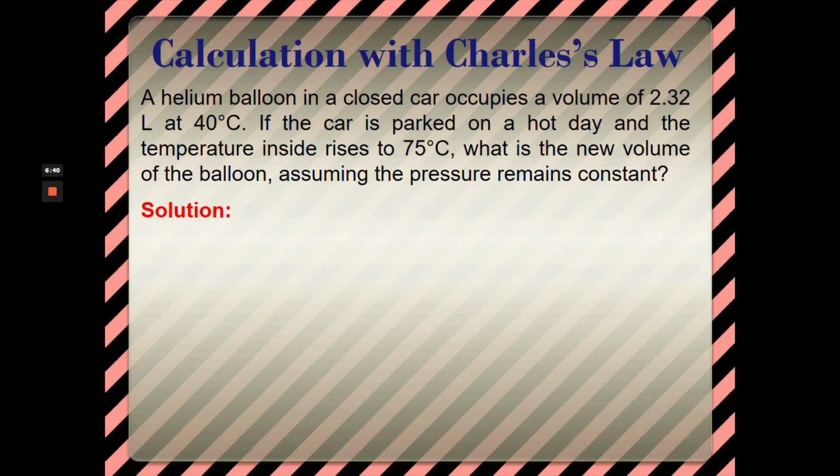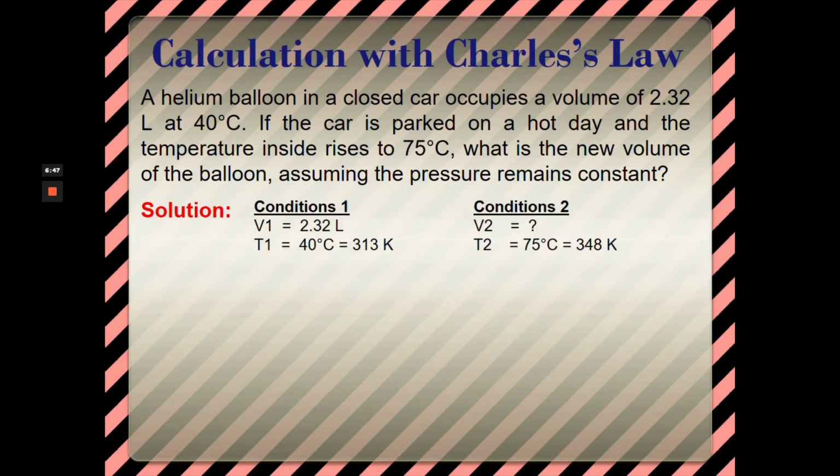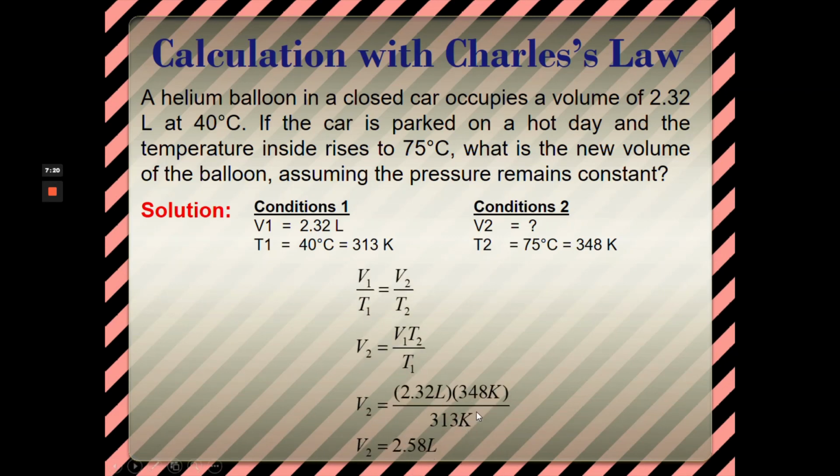First of all, take out the information given in the question. We have the volume and temperature before, and we have the temperature after. Remember that we have to convert the temperature from degrees C to Kelvin. Always remember that the temperature must be in Kelvin. We know that Charles' law is V1 over T1 equal to V2 over T2, so we just plug in the information given into the formula. We cancel out the unit for Kelvin. Therefore, we're going to get the volume of 2.58 liters.